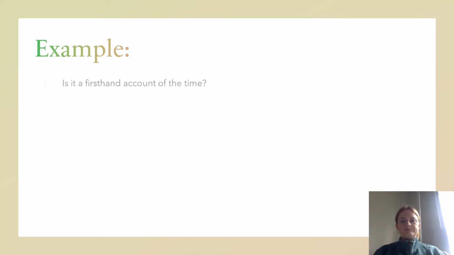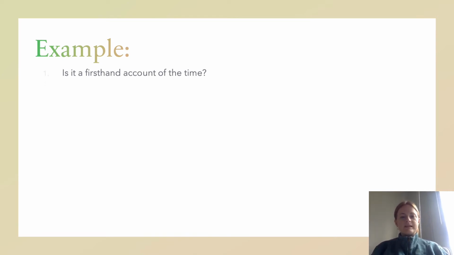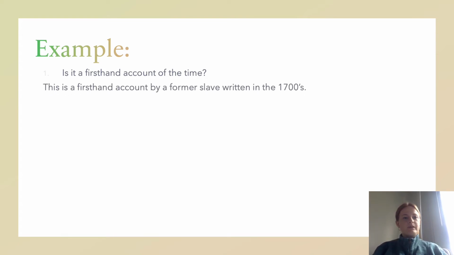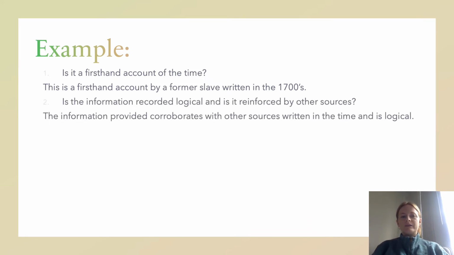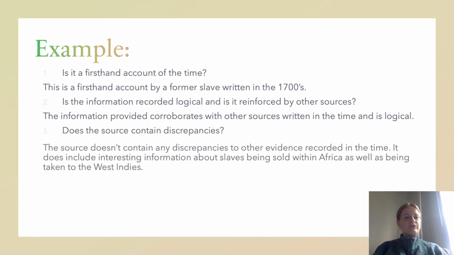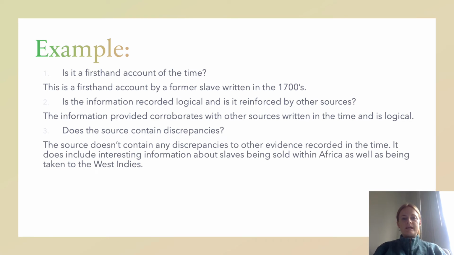Here is my example. Notice that I've used full sentences and succinctly answered each question. Pause the video to have a good read. To question 1, I said that this is a first-hand account by a former slave written in the 1700s. To question 2, I said that the information provided corroborates with other sources written in the time and is logical. To question 3, I said that the source doesn't contain any discrepancies to other evidence recorded in the time. It does include interesting information about slaves being sold within Africa, as well as being taken to the West Indies.